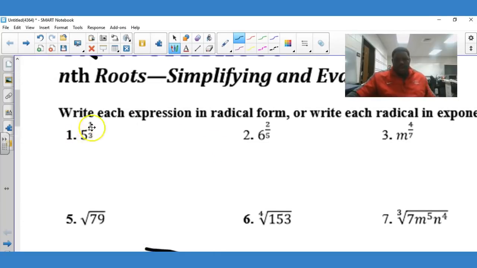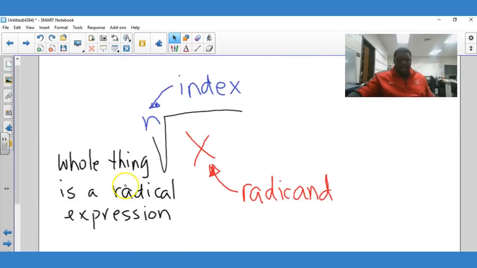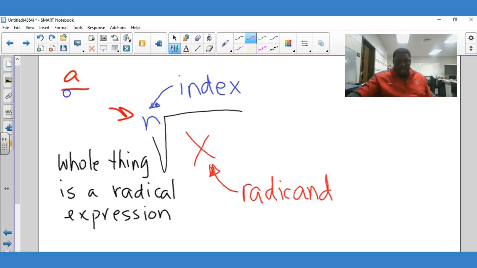All right, so right here, this is an exponent. So we're going to write it in radical form. Remember, for a radical, this is your index. If this was an exponent, this would be your denominator, okay?